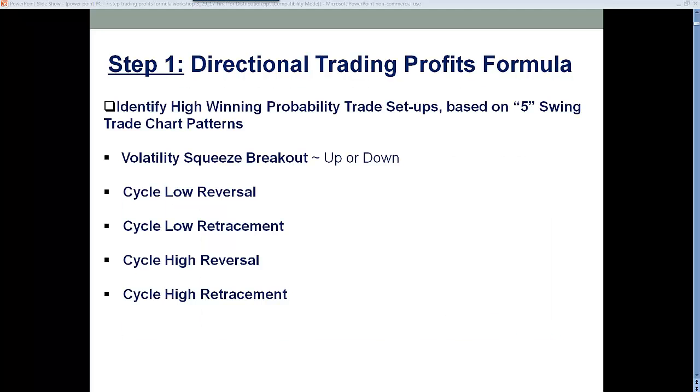So step one of my directional trading profits formula is to identify high winning probability trade setups. And I do this based on 5 swing trade chart patterns that I've identified that are high probability winning trades, is what I define them as. So I look for what I call volatility squeeze breakouts, either up or down, cycle low reversals, cycle low retracements, cycle high reversals, cycle high retracements.